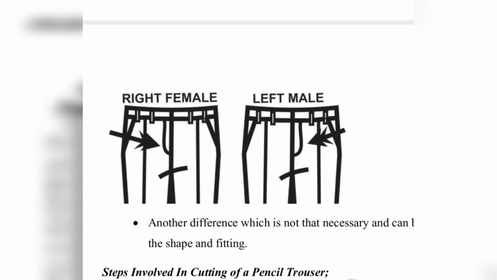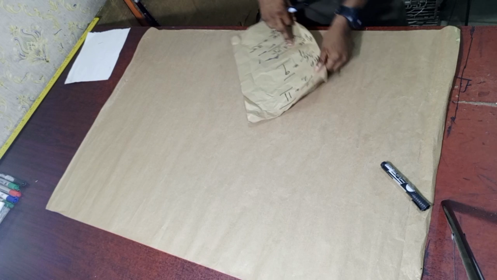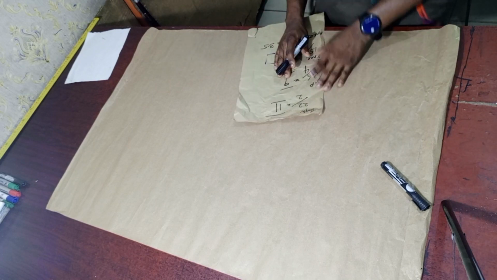Another difference, which is not that necessary, is the shape of the trouser. A female trouser is more curvy, while a male trouser is the opposite, not that curvy. From the hip to the waist is straight.